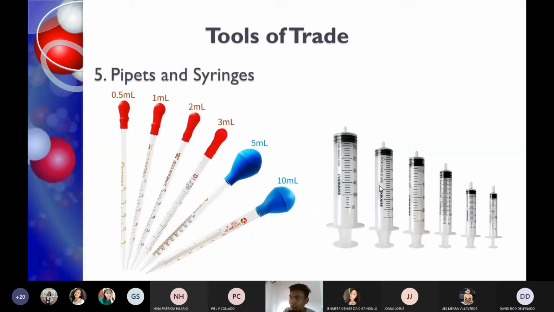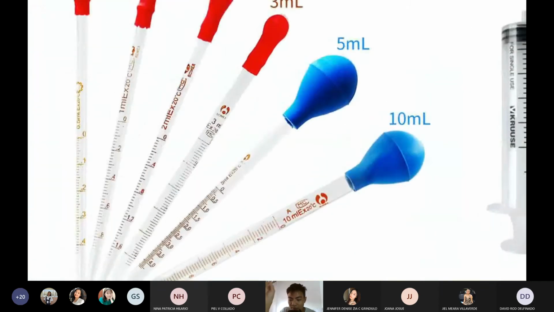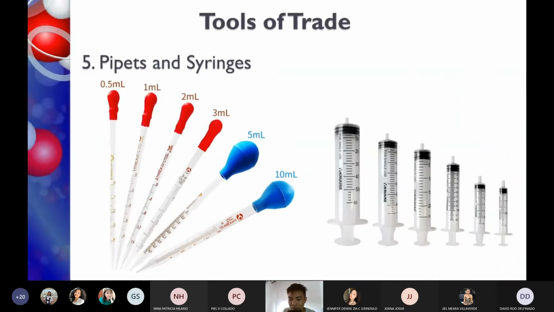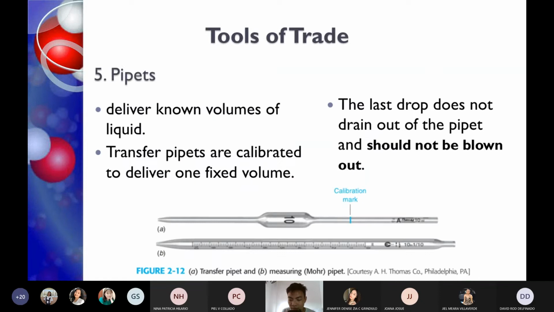Yung syringes naman, ganun din. Pwede mo ito gamitin pang-transfer ng liquids, no? Sino sa dalawa mas accurate? Of course, yung pipette, no? Okay, bakit yung pipette yung mas accurate? Because of the graduations. Mas marami siyang mark compared to the syringe, no? Nasa baba yung syringe ko dito, eh. Okay? So, punta tayo sa pipettes.